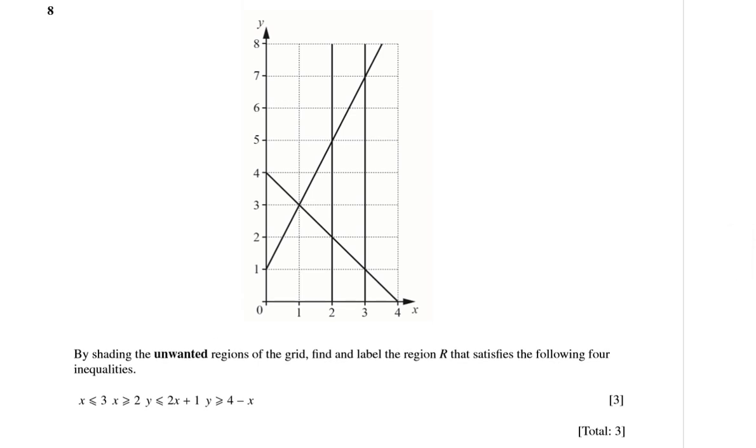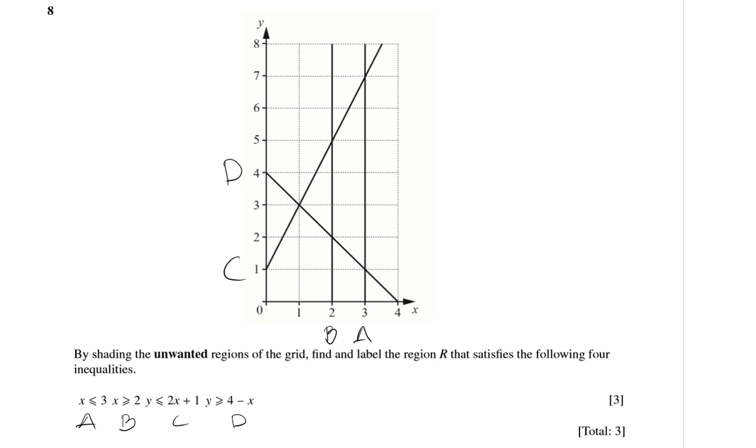So many lines. Let's name them. Line A, line B, line C, line D. X is equal to 3. This is my line A. X is equal to 2. This is my line B. For the line C, 1 is the y-intercept. So this is your line C. For line D, 4 is the y-intercept. This is line D.